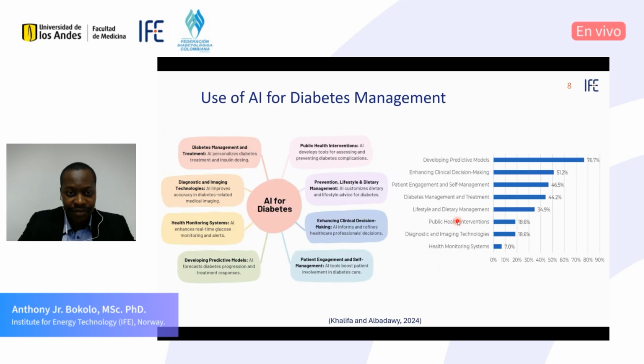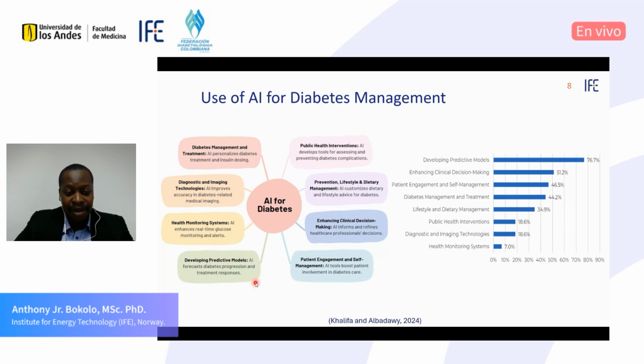artificial intelligence. So in the current literature, there are so many other areas where AI has been used and is still being investigated. So one of them is for diabetes management and for treatment, where AI is used to manage insulin dosage. And AI is also used for diagnostics and for imaging technologies to do image classification, to identify patterns that can help to provide recommendation. And AI is also used for health monitoring systems to provide real-time information and alerts to the clinicians in case there's any emergency. And also AI is now used for predictive models, which is very important.